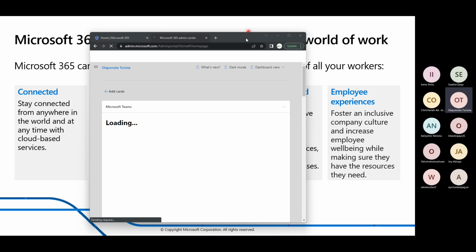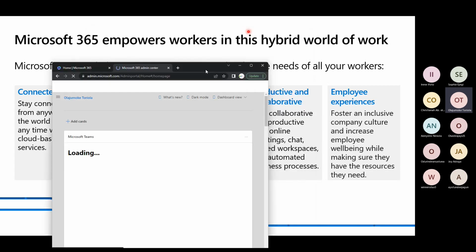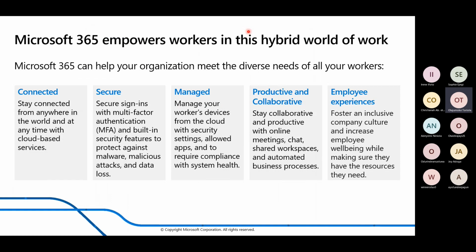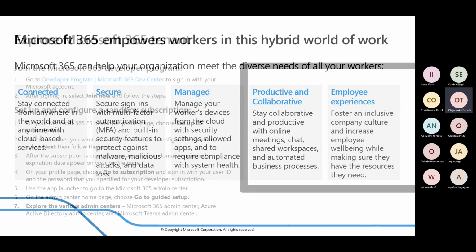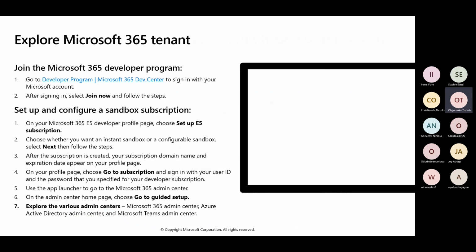So this is how you set up your tenants. Select join now. On this, you can set up E5. Choose whether you want an instant or configurable. Select next to follow these steps. And then go to the subscription page, because now I have a problem that I couldn't go in there. I've signed in with my password. Then use the app launcher to go to the Microsoft 365 admin center.